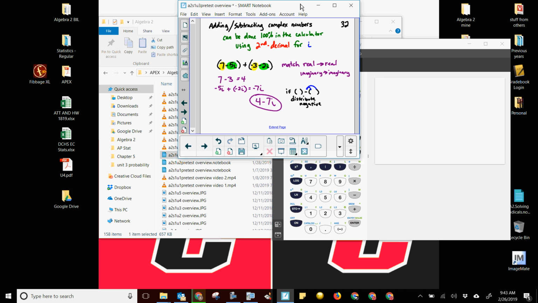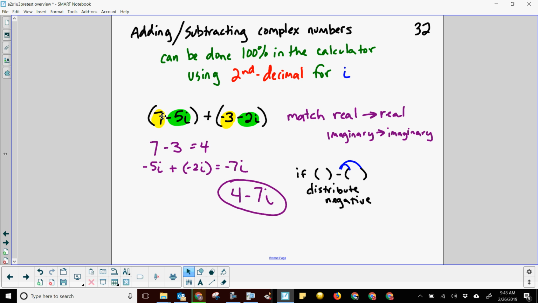But it's not that bad. You just match up the real stuff with the real stuff and the imaginary with the imaginary. So it can be done in the calculator. It might be a little faster just to go, oh, 7 minus 3 is 4, and negative 5 minus 2 is negative 7, so 4 minus 7i.